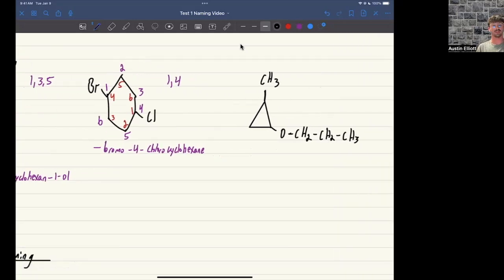So here we have a cyclopropane. This time we have two groups, and we want to look at the alphabetical order of these groups since neither one of them takes priority since they're just branches. So here we have a methoxy, or not a methoxy, a methyl. And here we have a propoxy.